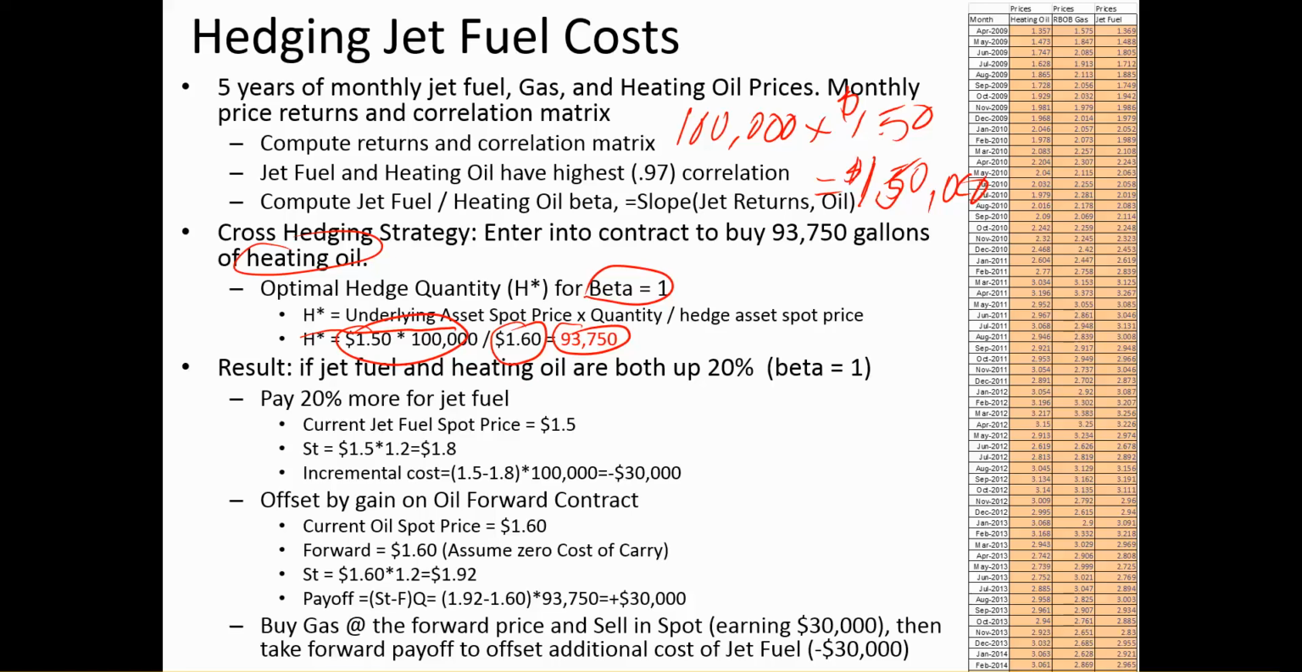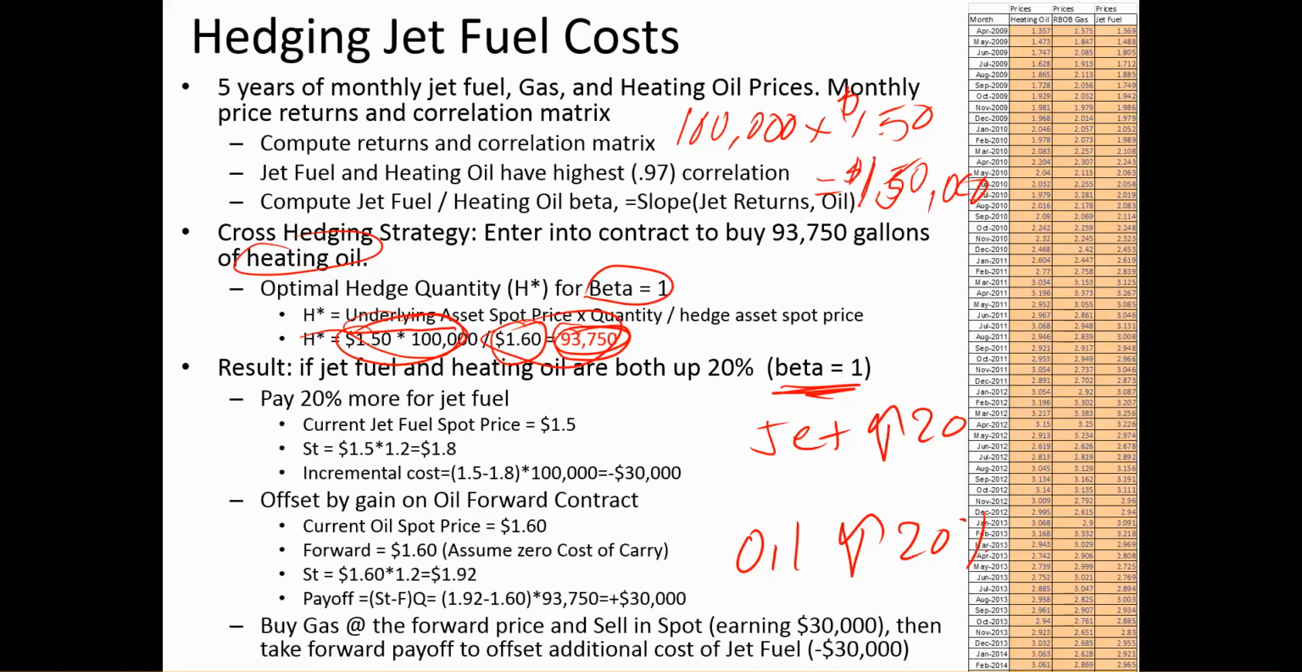Another way of thinking about it is 100,000 gallons of jet fuel is worth $150,000. 93,750 gallons of heating oil is worth $150,000. So I just need to take a long position in the same value of the underlying. Now, assuming the beta is equal to 1, let me prove to you that this is a good hedge even though it's the wrong asset. If the beta is 1, and say jet fuel and heating oil both go up by 20%, that's the definition of beta equals 1. Jet fuel is up 20%, and heating oil is up 20%.